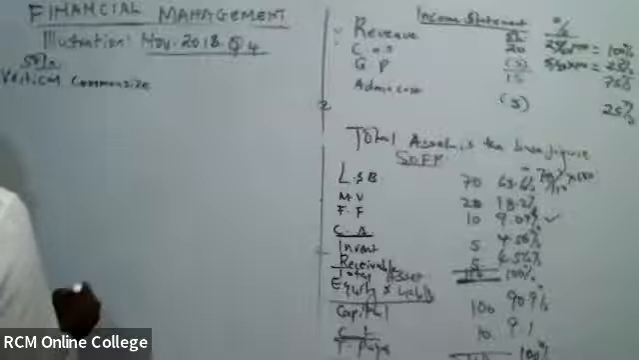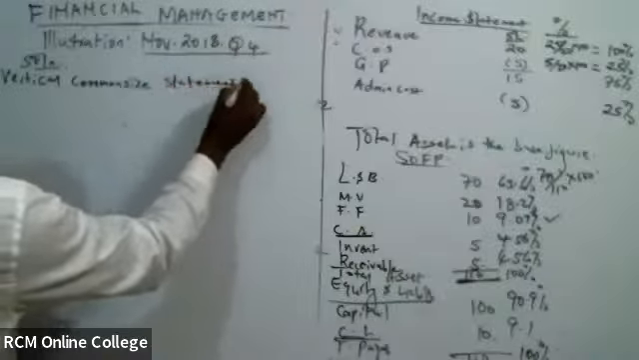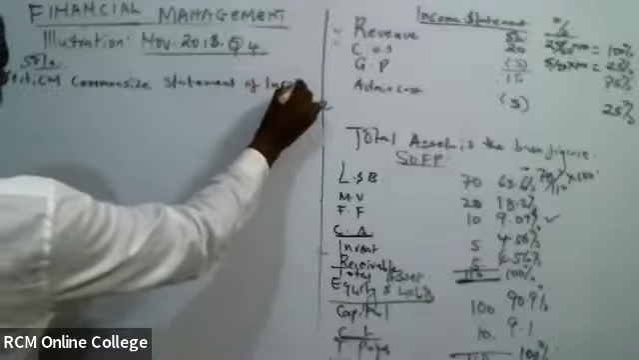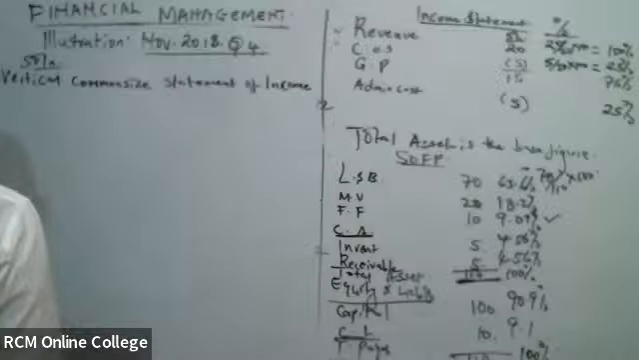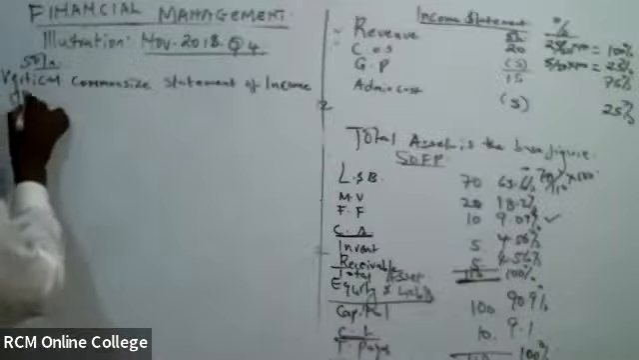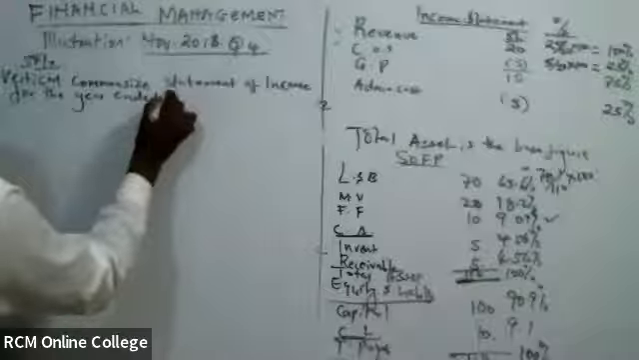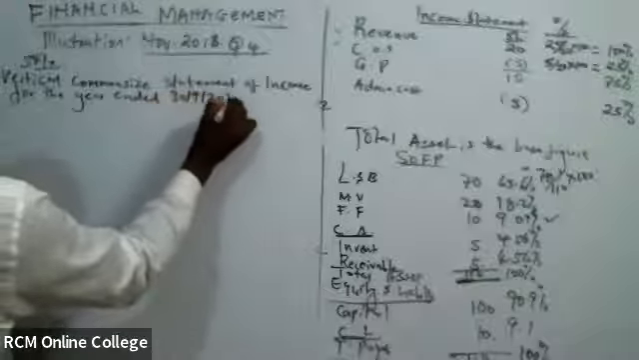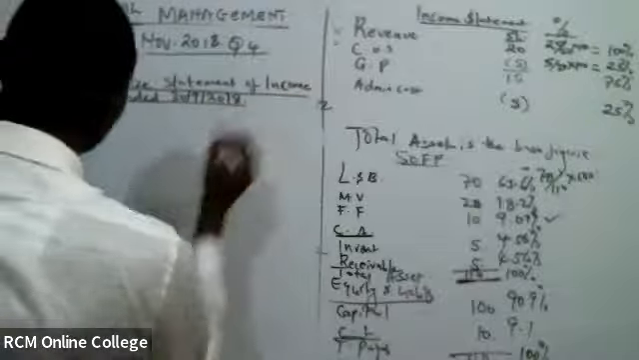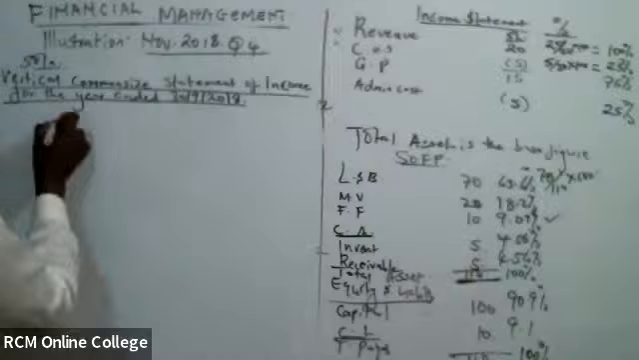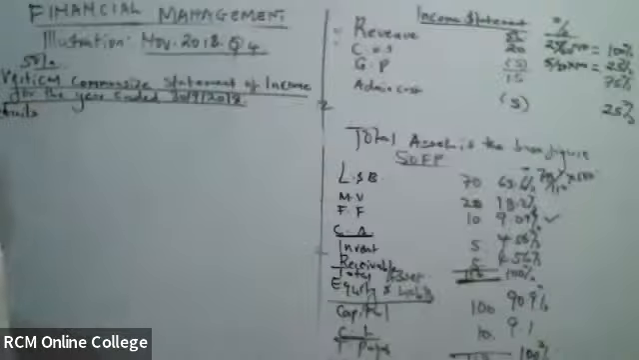You have the heading: vertical common size statement of income for the year ended 30th of September 2018. Class, here we can have the details.